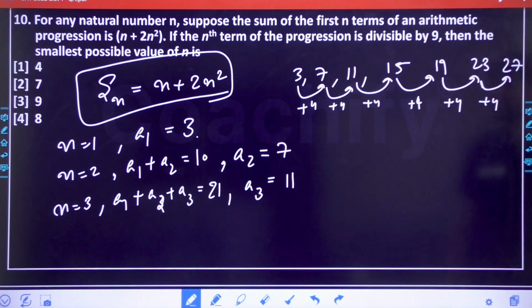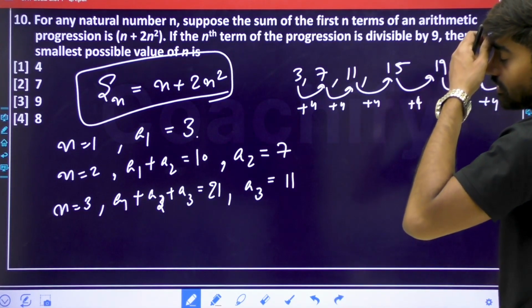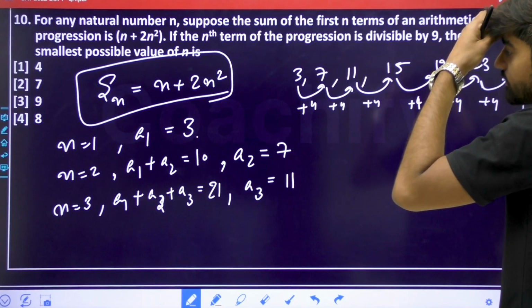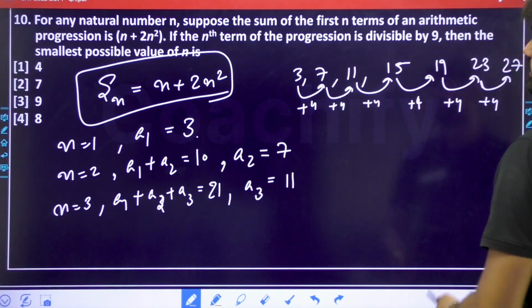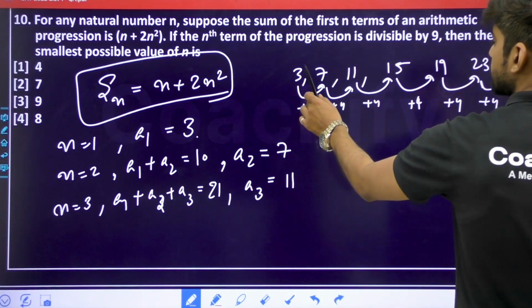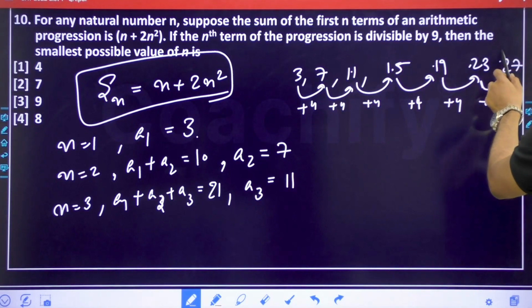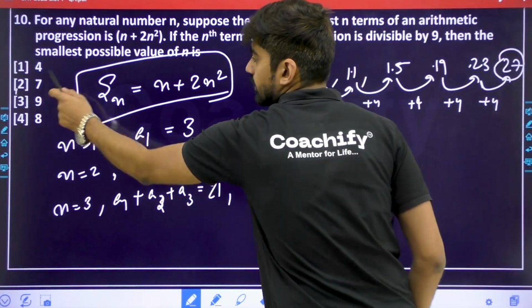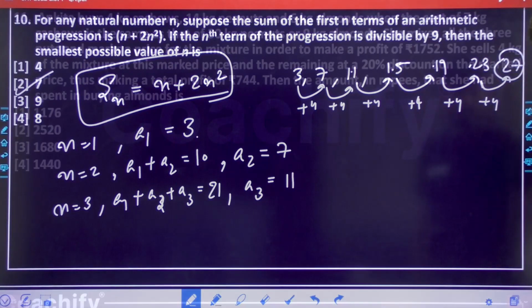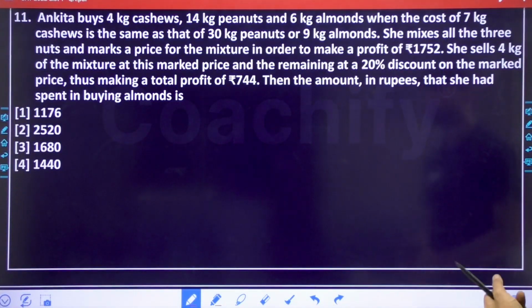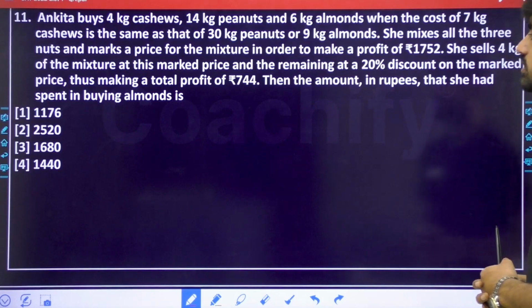So now the question is asking you the term which is divisible by 9, and it should be the smallest possible. So this is 1, 2, 3, 4, 5, 6, 7th term coming here. That's the answer.